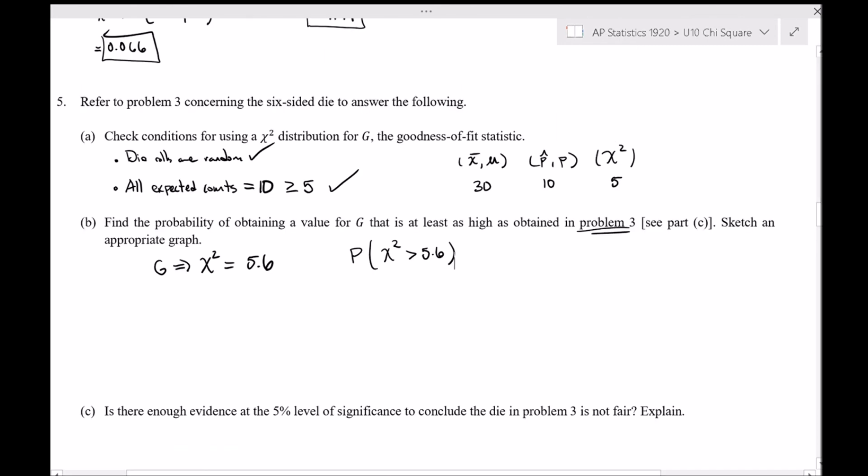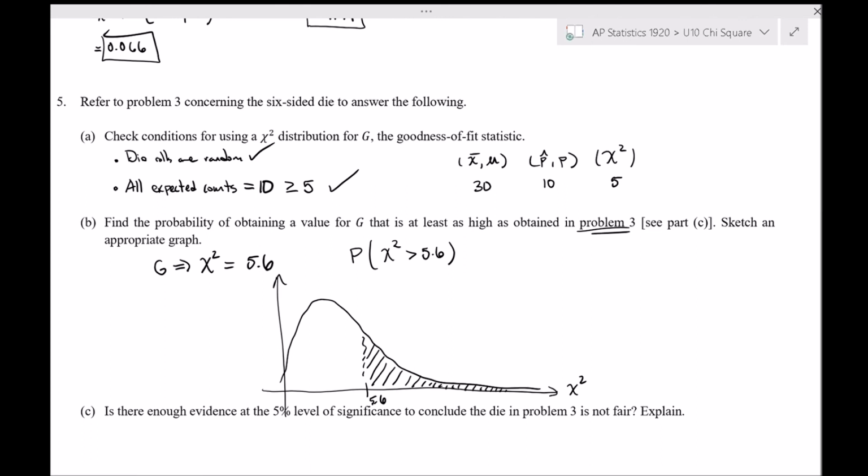They want me to sketch an appropriate graph. So what they mean by that is I have to draw one of these. This is chi-square. 5.6 is somewhere here, and we want the area to the right. For chi-square testing, the area is always to the right. It's always a right tail area, so there's no guessing involved about whether it is a left tail, a right tail, or two tail. It's always right tail.